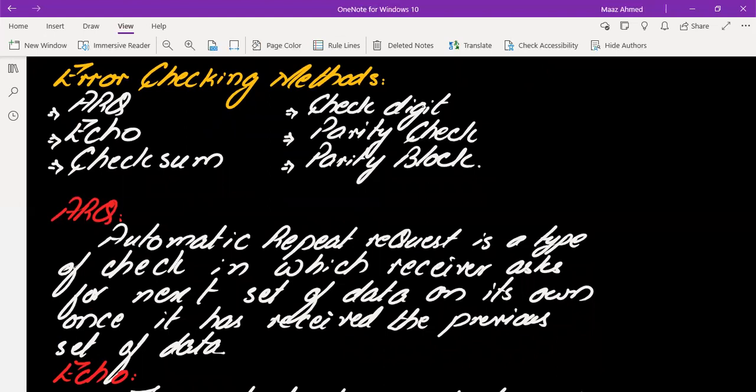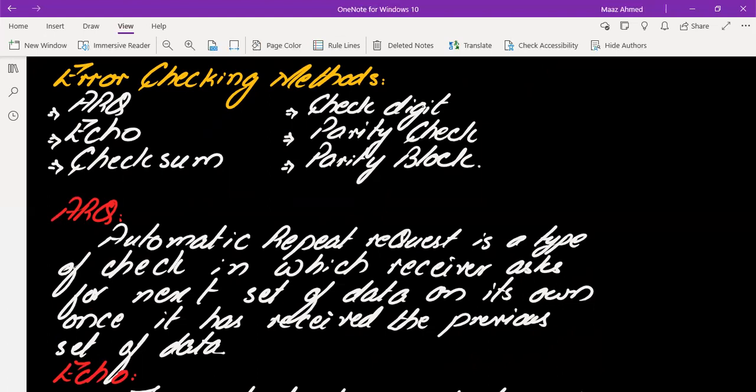Now, number one, it's an ARQ. The other one is the check digit. The third one is the echo check. Then it's the parity check, checksum, check block. Sorry, parity block. We are going to study about all of them. So starting with the ARQ, it's an automatic repeat request.